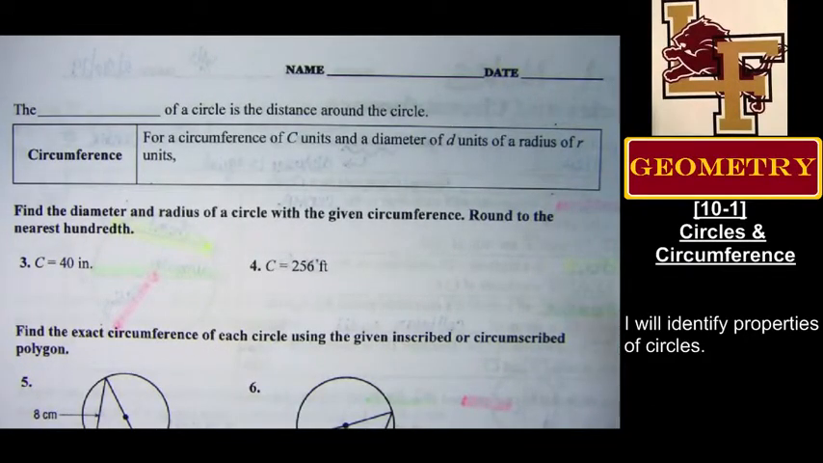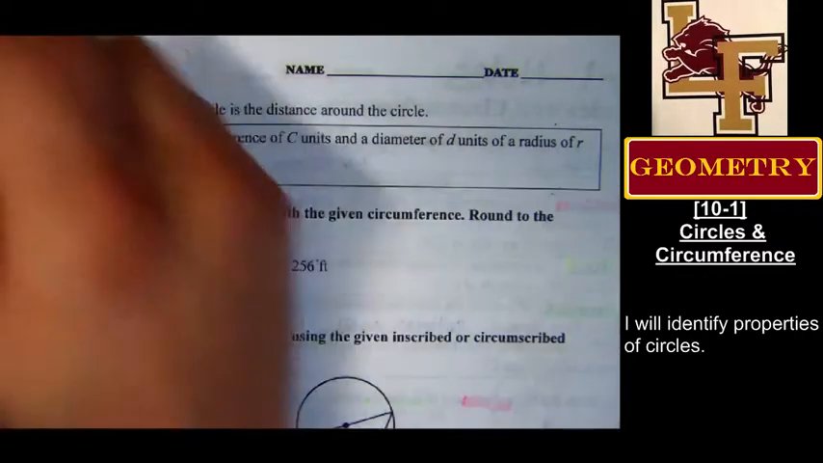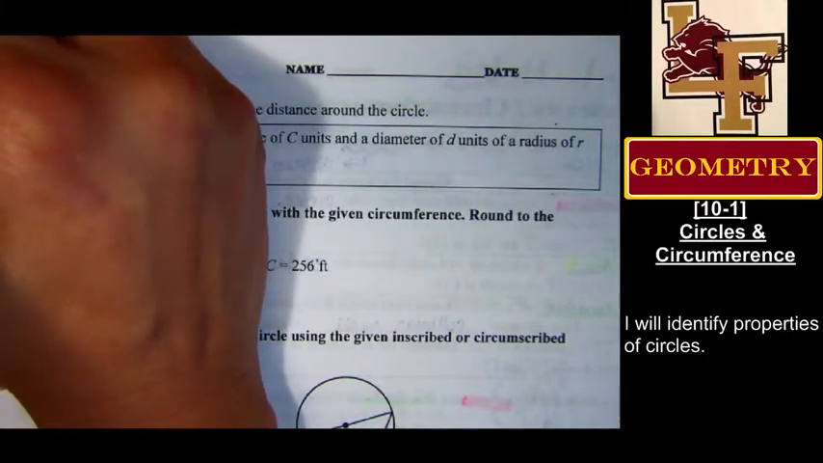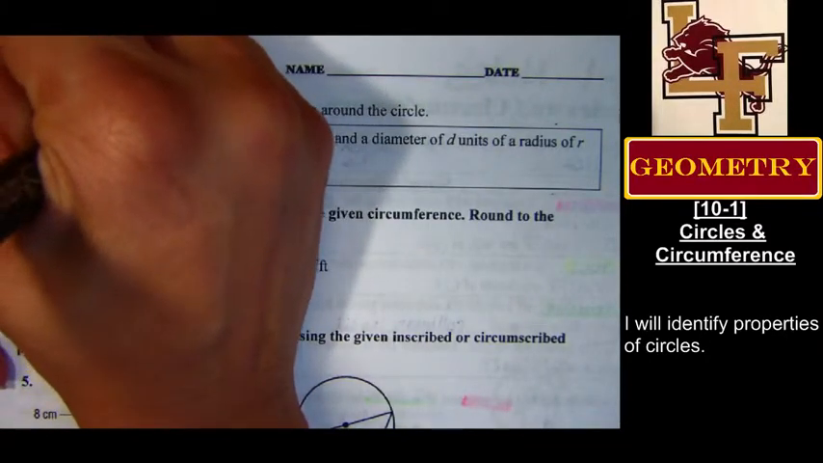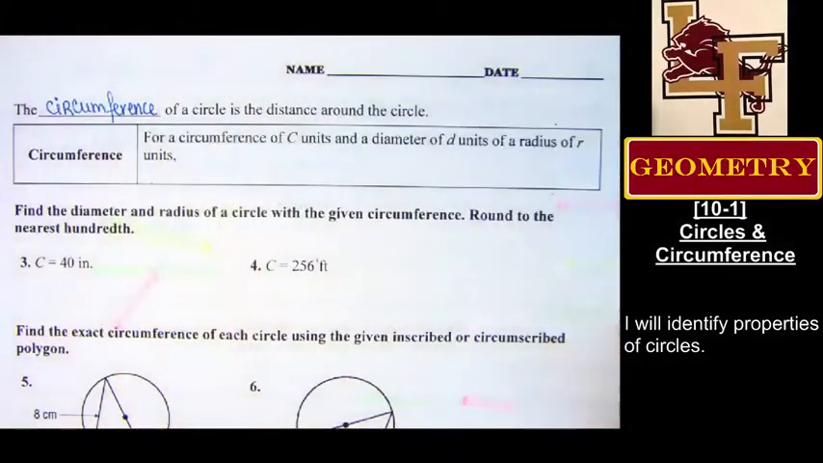Distance around the circle. What do we call that? Circumference. It's circumference. Spelled C-I-R-C-U-M-F-E-R-E-N-C-E. Look, it's right there. The circumference of the circle has two different formulas that you could use depending on whether you have or want radius or diameter.